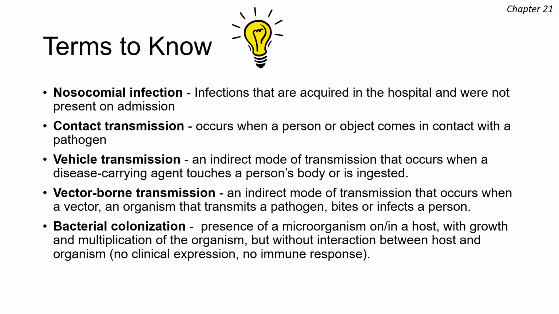Nosocomial infection. This is an infection that you get in the hospital and you didn't have it before you came in, so the hospital kind of gave it to you. We have contact transmission. This is when a person or object comes in contact with the pathogen. Vehicle transmission, this is an indirect mode of transmission that occurs when a disease-carrying agent touches a person's body or is ingested. Vector-borne transmission, an indirect mode of transmission that occurs when a vector, an organism that transmits a pathogen, bites or infects a person, okay?